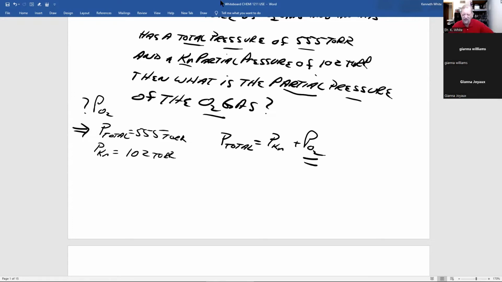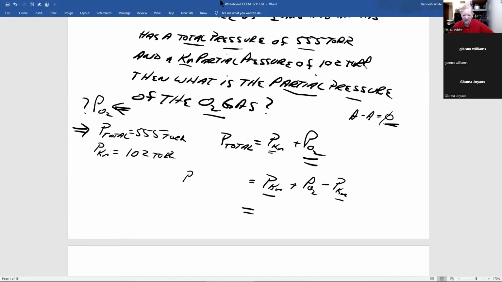All right, we want to solve for P2, P oxygen, O2. We want it alone. So how do we get rid of the krypton partial pressure? Anything subtracted from itself equals the number 0. It's gone when you have an addition. So if I want to get rid of the krypton, I'll subtract partial pressure krypton. And this minus this is 0.